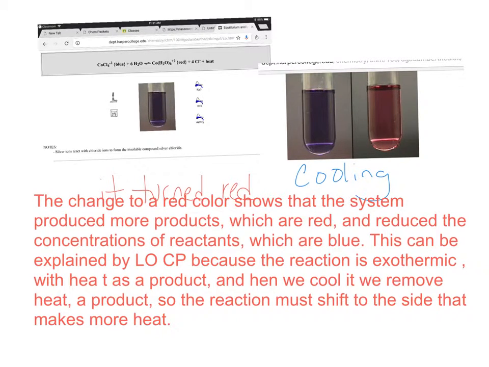So here's an explanation. The change to a red color shows that the system produced more products, which are red, and reduced the concentration of the reactants, which are blue. This can be explained by Le Chatelier's principle, I abbreviate it LOCP, because the reaction is exothermic, with heat as a product. And when we cool it, we remove the heat, so we're taking away heat, which means the reaction must shift to this side, the side to make more heat, and in doing so, it makes more of the products.